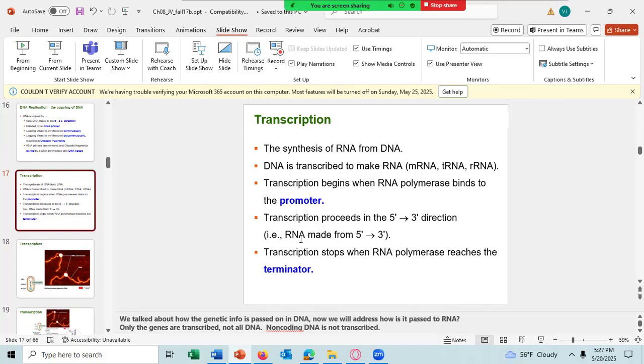Only the genes are transcribed. The non-coding region of the DNA, meaning the DNA which does not code for a gene, is not transcribed. Only the genes are transcribed. In eukaryotes, most of the DNA is non-coding DNA, meaning most of the DNA does not code for a gene. In prokaryotes, it's the reverse, where most of the DNA codes for genes. There's very little, at least in bacteria, there's very little DNA which is not a gene.